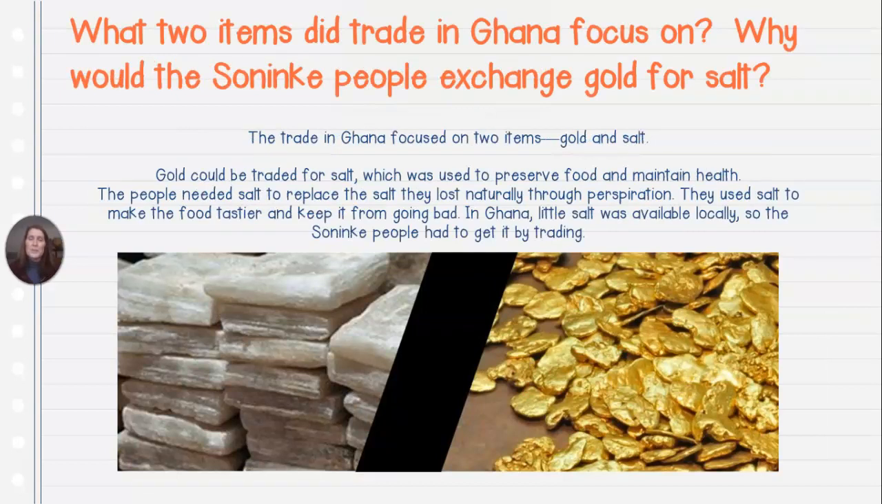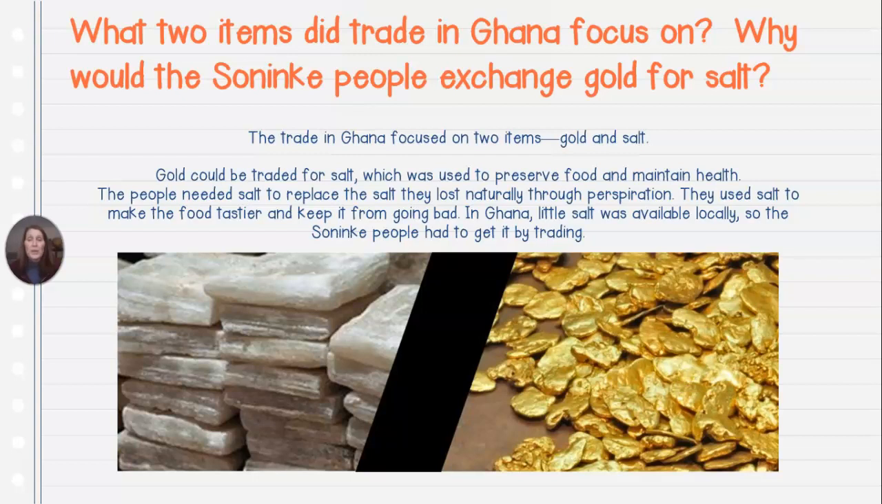What two items did trade in Ghana focus on? Ghana. I always want to say Ghana because it's here in Ohio. Why would the Soninke people exchange gold for salt? The trade in Ghana focused on two items, gold and salt.